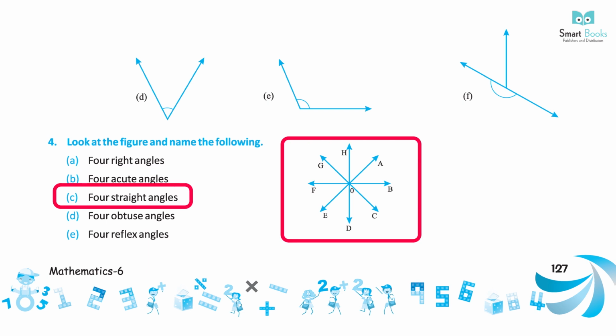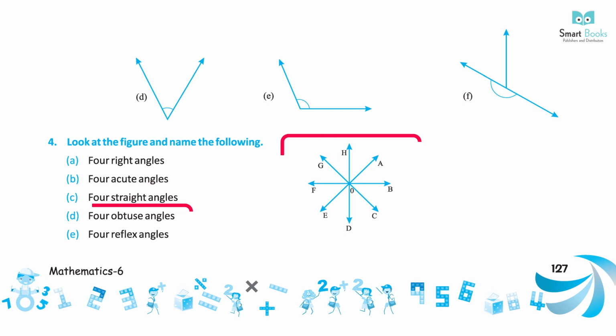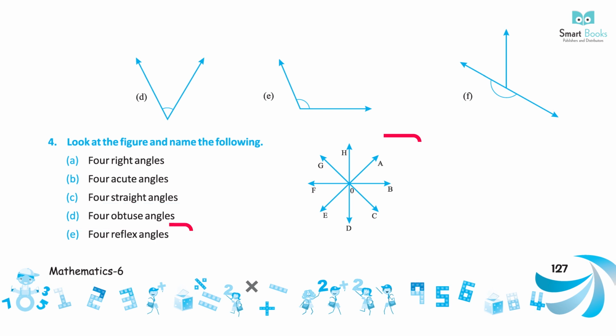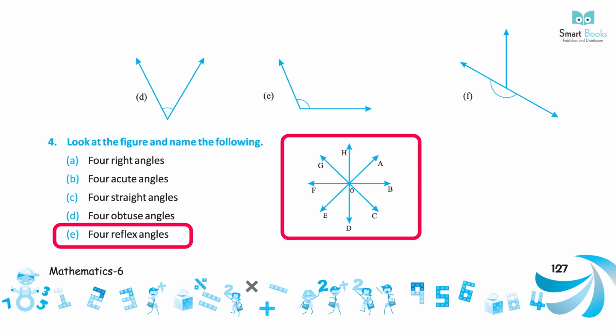4 straight angles. Solution: angle AOE, angle BOF, angle COG, angle DOH. D. 4 obtuse angles. Solution: angle AOD, angle BOE, angle COF, angle DOG. E. 4 reflex angles. Solution: angle AOF, angle BOG, angle COH, angle DOA.